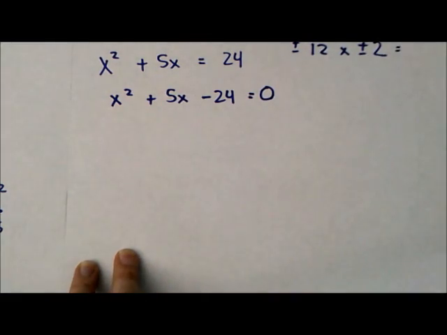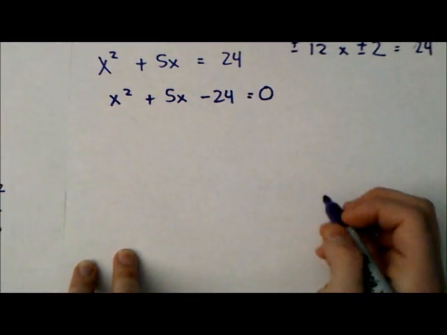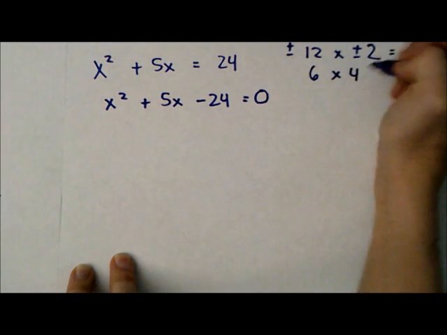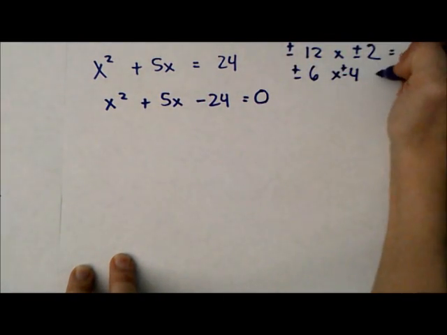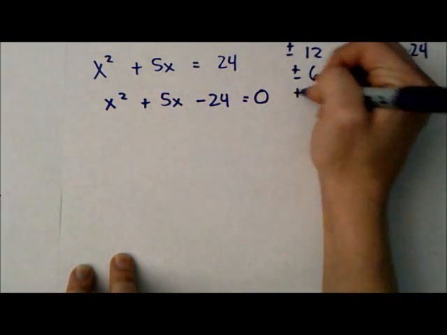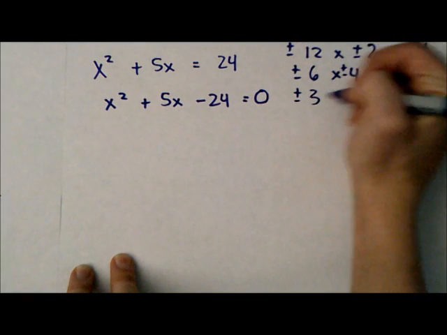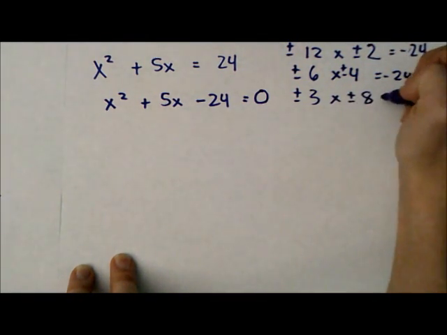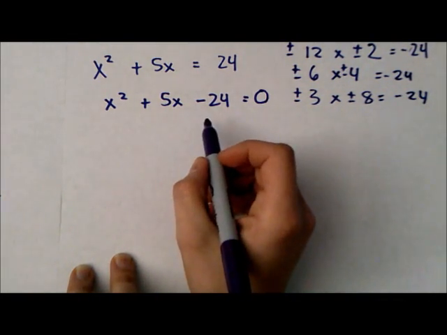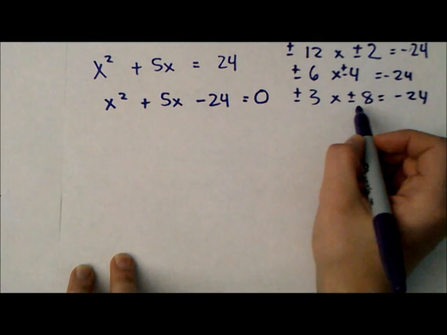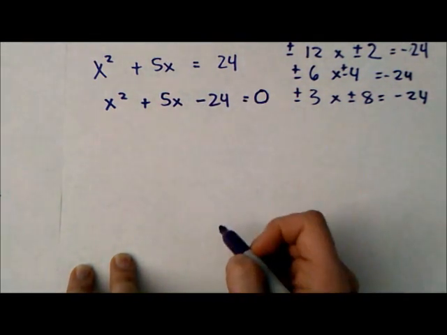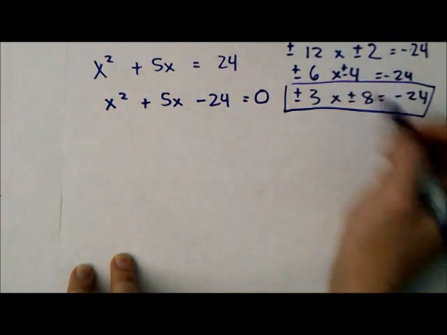So that gives me 24. And then we have 6 times 4, plus or minus 6 times plus or minus 4, is 24. And then we have plus or minus 3 times plus or minus 8 equals negative 24. So we can look at this and say, okay, now these two numbers have to add up to give me 5, but times to give me negative 24.